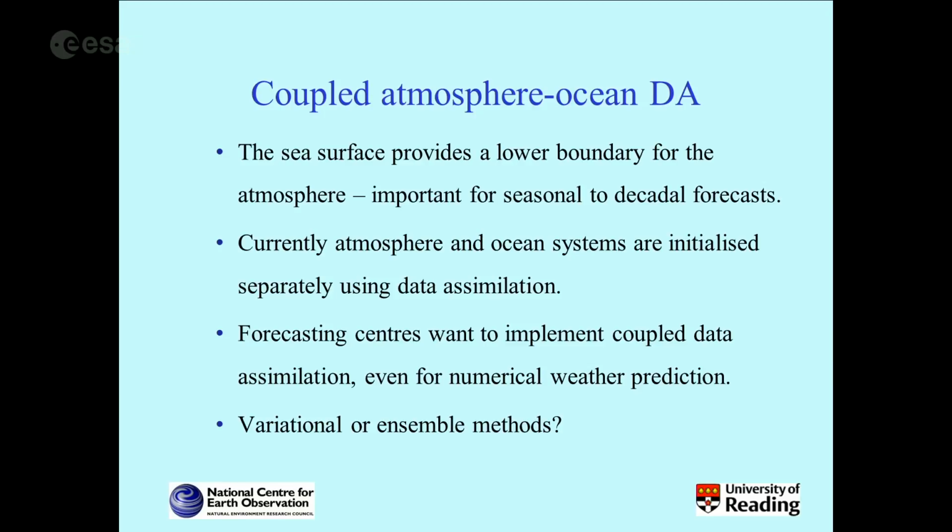Another big area that's coming online now is coupled atmosphere-ocean data assimilation. Now, why is this important? Well, if you think over the ocean, the sea surface provides a lower boundary for the atmosphere. So the temperature of the ocean, the sea surface temperature, is very important for what's happening in the lower atmosphere. And when we're doing seasonal to decadal forecasts, it's really important to initialize this properly.